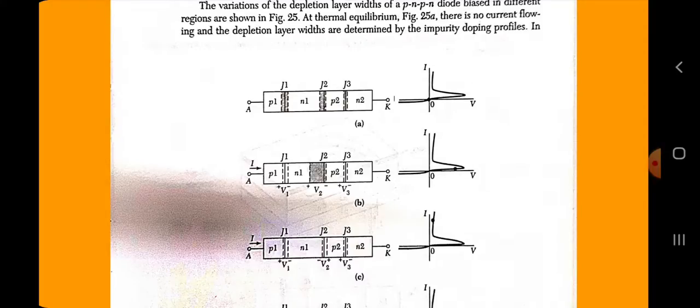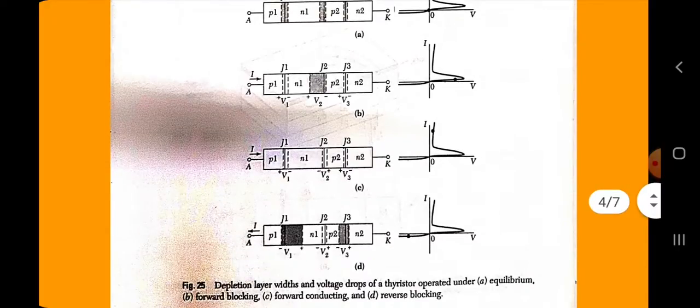In the reverse blocking state, in the last diagram over here, D, the junction J2 is forward biased, but both J1 and J3 are reverse biased. For the doping profile we have shown in this figure, the reverse breakdown voltage will be mainly determined by J1 because of the lower impurity concentration in the N1 region.